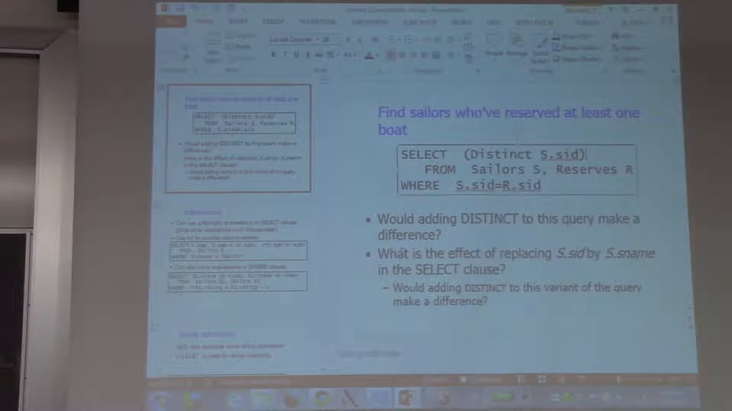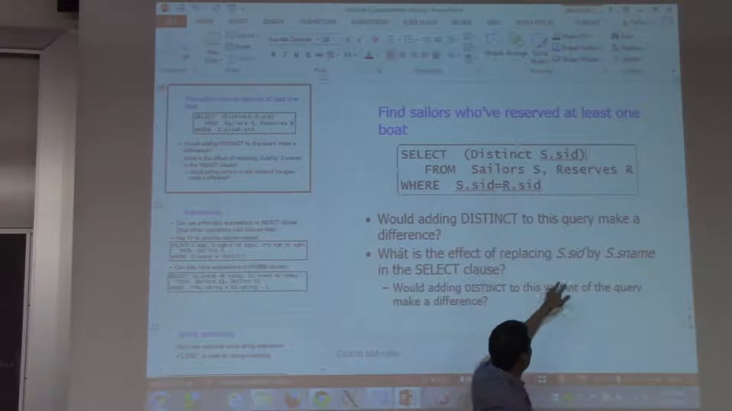Let me see if it's the same. Try again. Well, the answer is no, right? Because if the same sitter has multiple reservations, you will find multiple matching pairs in the join results, in the cross product. And if you don't remove the duplicates, the sitter ID will show up multiple times. But by adding this DISTINCT, no matter how many reservations you make, I show you the sitter ID value only once.